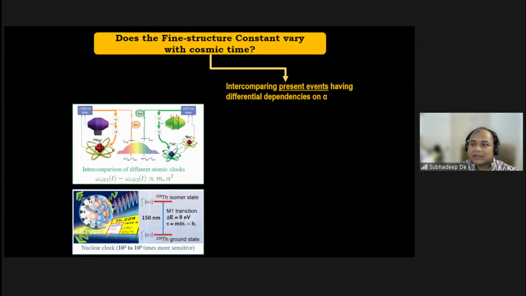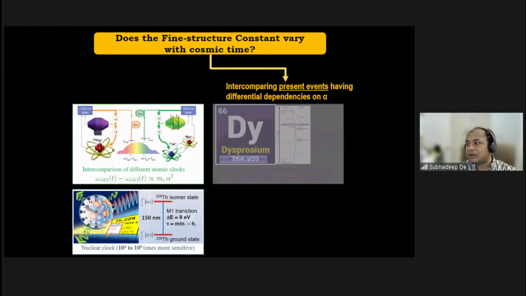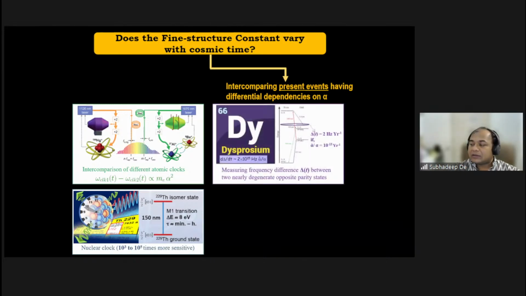Since it's highly sensitive to alpha, that means if there is any tiny variation of alpha, it can be easily detected by looking into the thorium nuclear transitions. People are actually working on that, but it's at a very early stage. People are trying to find this transition more accurately at this moment. Another candidate is dysprosium.